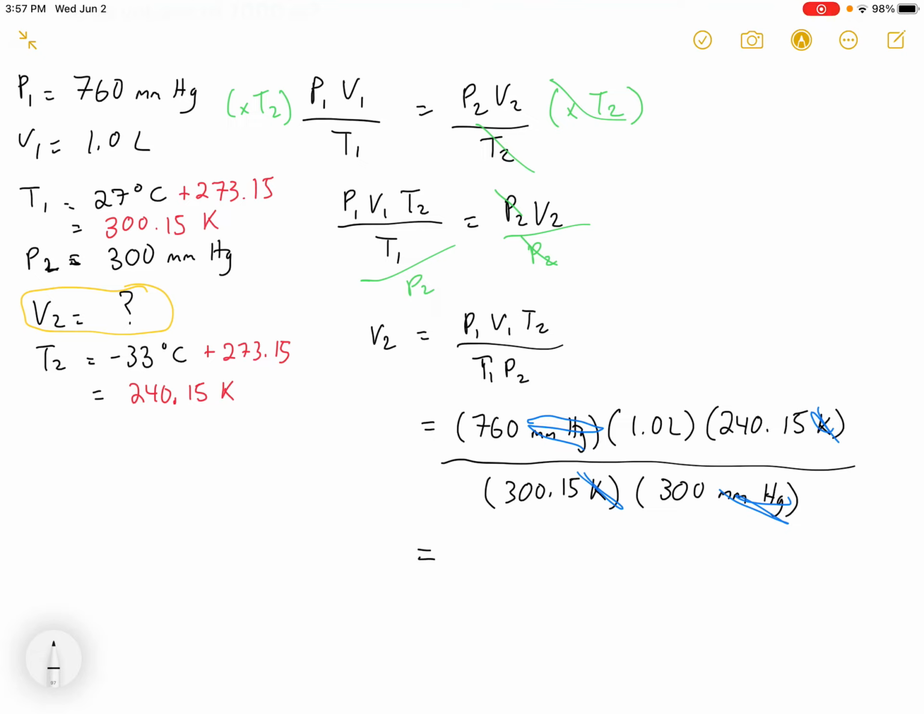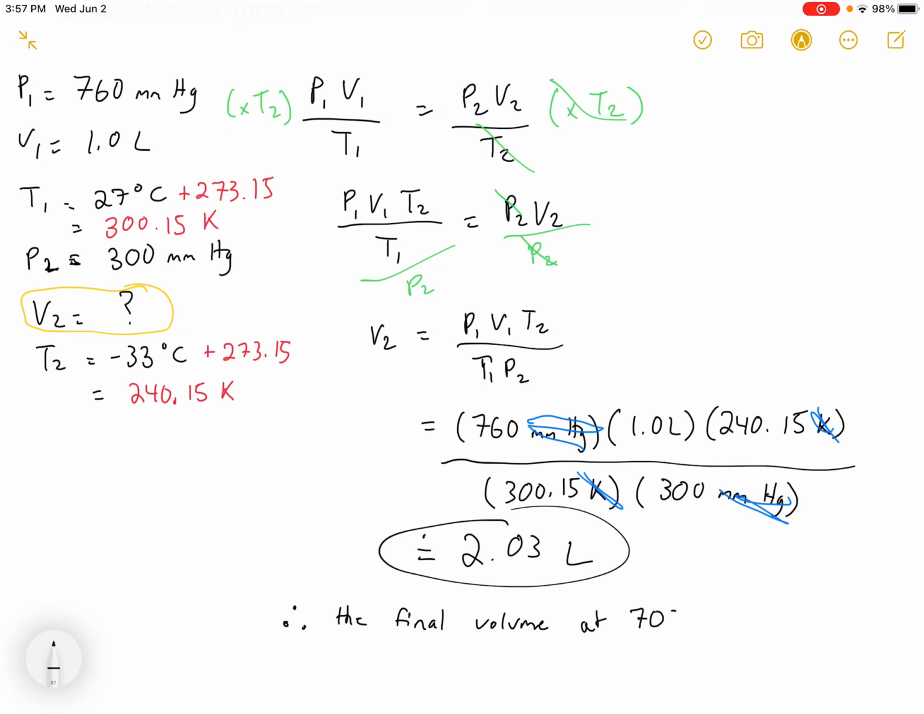So when you enter all of that into your calculator, you get approximately 2.03 liters. So therefore, the final volume at 7,000 meters is 2.03 liters.